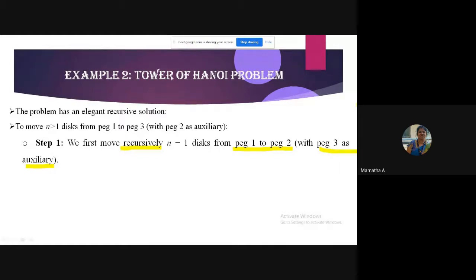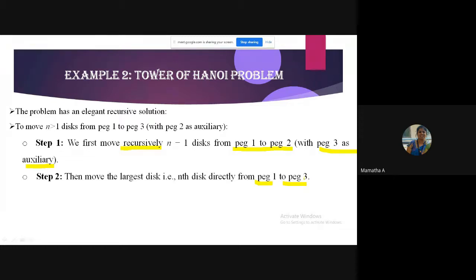Step 2. What is left on my peg 1? The nth disk. Move the nth disk from source to destination. So step 2 is to move the largest disk, that is my nth disk, directly in one move from peg 1 to peg 3. Peg 1 is source, peg 3 is my destination. What is step 3, students?